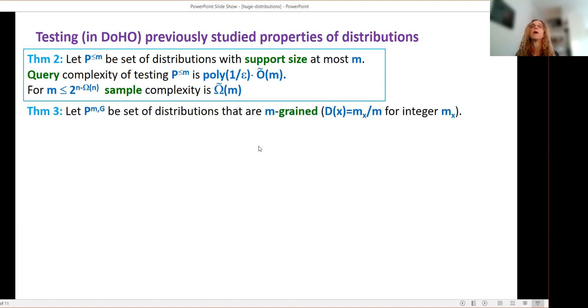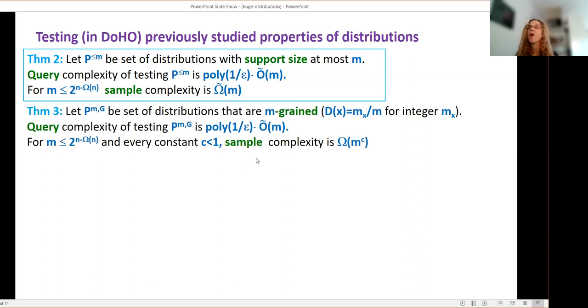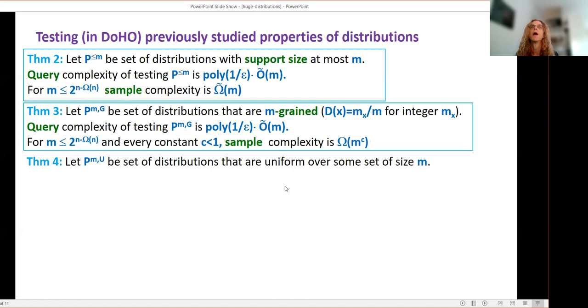And the next property that we looked at, which also has been studied in the standard testing model, is distributions that are M-grained. What do we mean by M-grained? Not only is the support size bounded, but it is also structured. So the weight for each X is some integer M sub X divided by M. Here we also get that the query complexity is of the same form. And we also have a not as tight lower bound, but still a lower bound close to linear on the sample complexity.